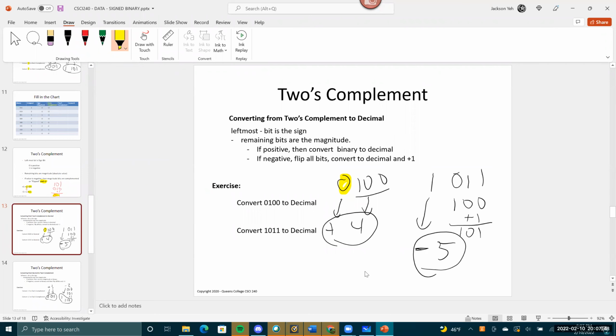Looking at this, first determine the sign, whether it's positive or negative. And if it's positive, you just need to convert the binary, in this case, 1, 0, 0 is converted to 4 and you're done. However, if it's negative, you have to flip the bits and add 1 before you convert it.